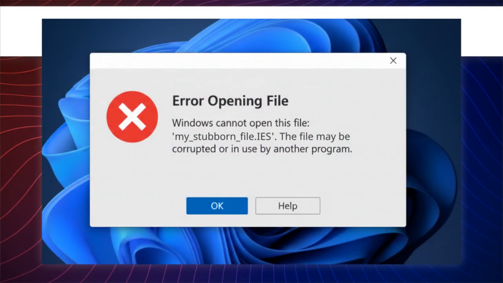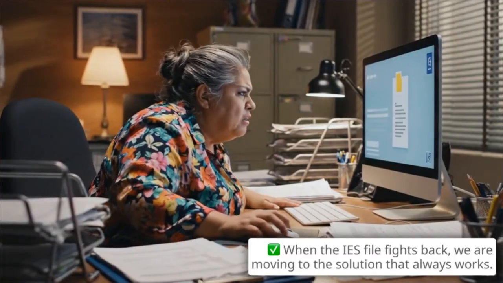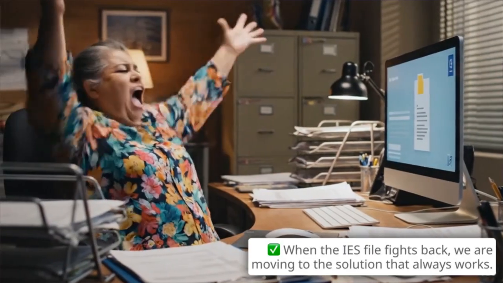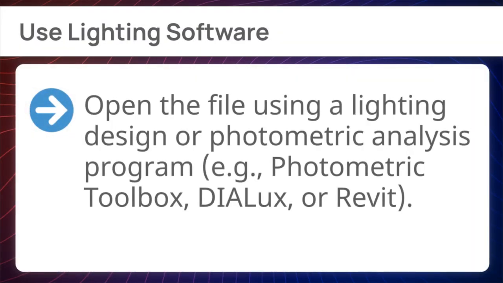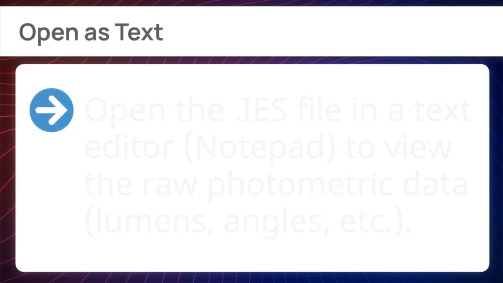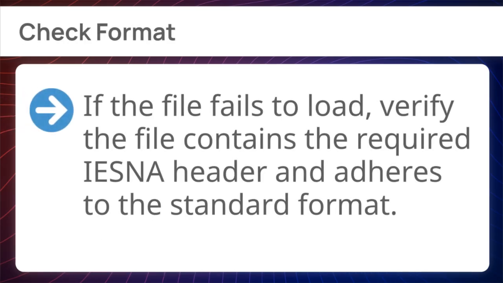If the IES file still will not open, there is no need to stress. Let's eliminate the guesswork. Here is a simple explanation of the technical reasons why the IES file is refusing to open. First, use lighting software. Open the file using a lighting design or photometric analysis program, e.g., Photometric Toolbox, DIALux, or Revit. Next, open as text. Open the IES file in a text editor, Notepad, to view the raw photometric data, lumens, angles, etc. Finally, check format. If the file fails to load, verify the file contains the required IESNA header and adheres to the standard format.